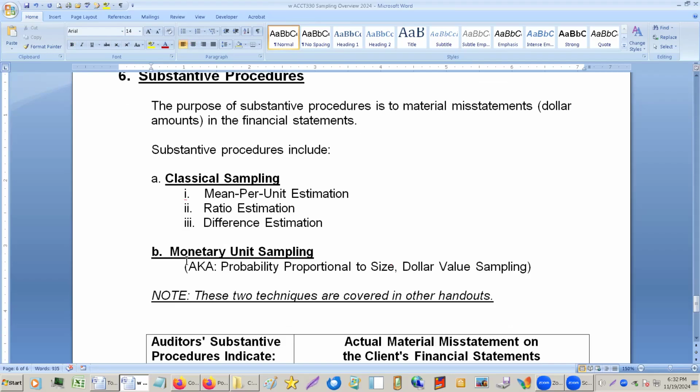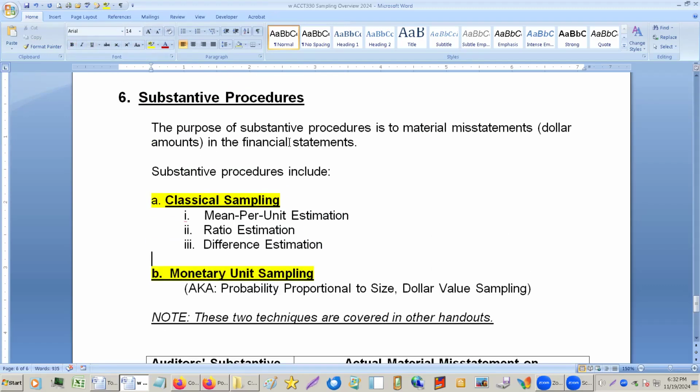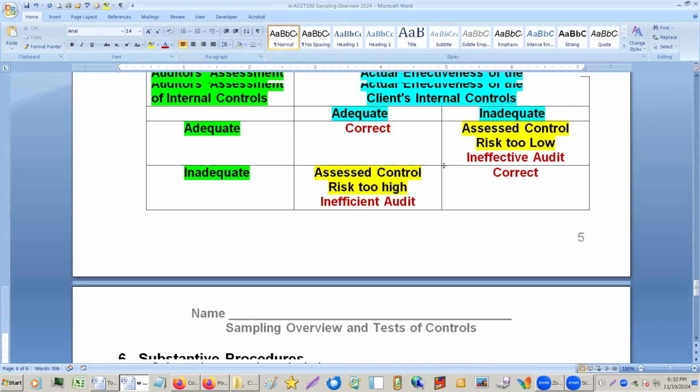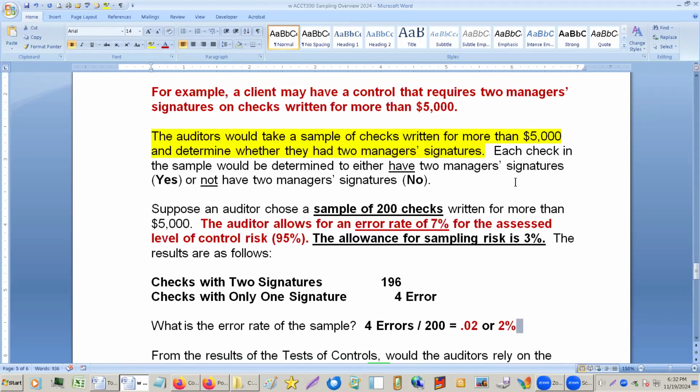Substantive procedures. We already did these. We did a lot of these. The classical sampling and the monetary unit sampling. You guys remember how much fun those were? And so these substantive procedures are for dollar amounts. These are how much, are these financial statements materially misstated? So these are what's going to tell you the material misstatements. By the way, tests of controls, they do not tell you the material misstatements.